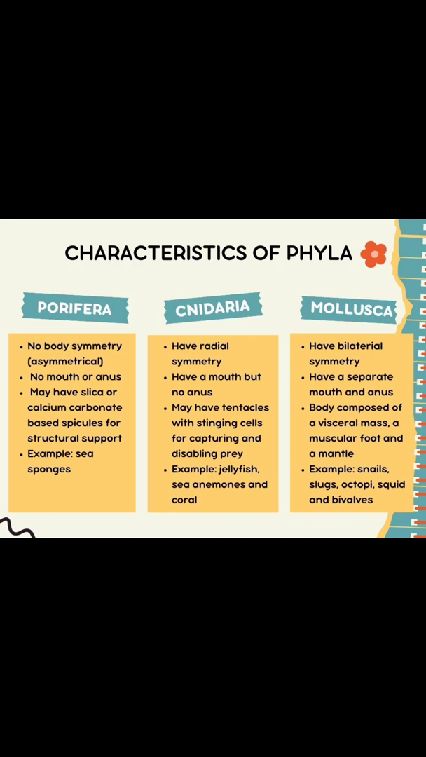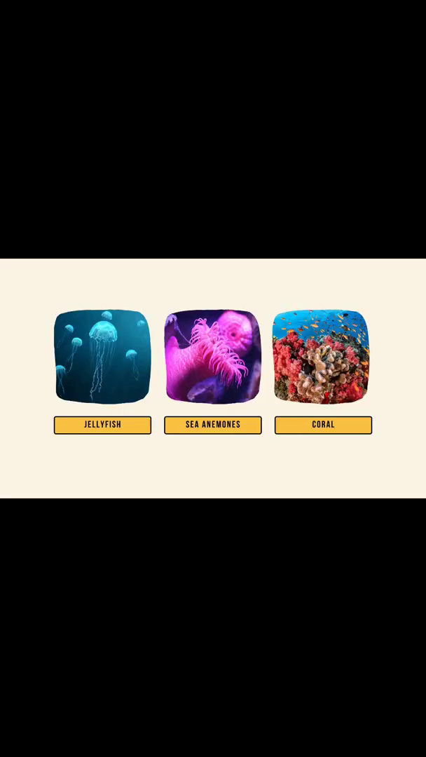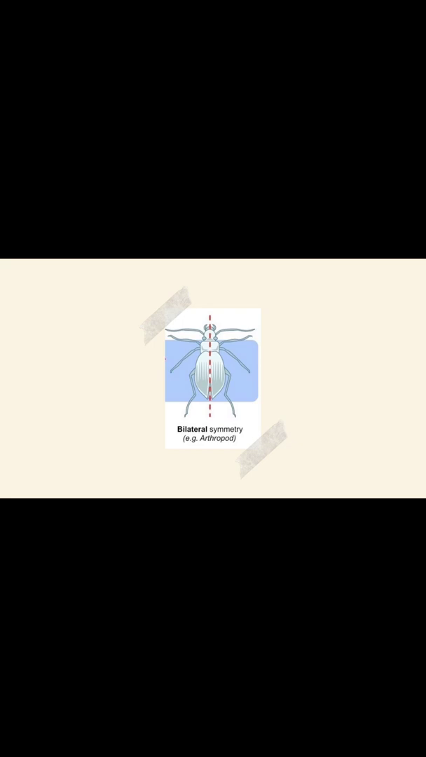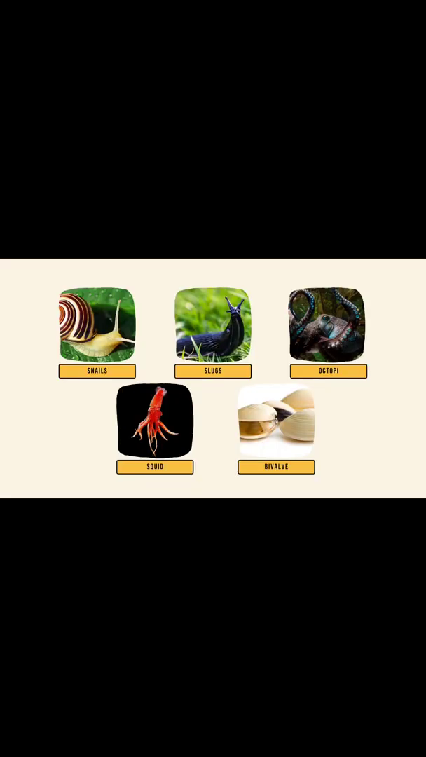Second, phylum Cnidaria. This phylum has radial symmetry and also has a mouth but no anus. It may have tentacles with stinging cells for disabling prey. Example animals for this phylum are jellyfish, sea anemones, and coral. And third phylum is Mollusca. Phylum Mollusca has bilateral symmetry and a separate mouth and anus. Besides, this phylum has a body composed of a visceral mass, a muscular foot and mantle. For example, snail, slug, octopi, squid, and bivalve.